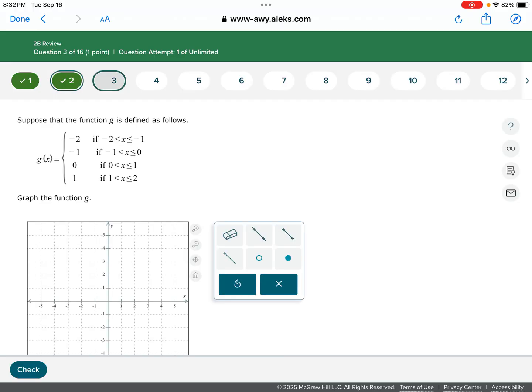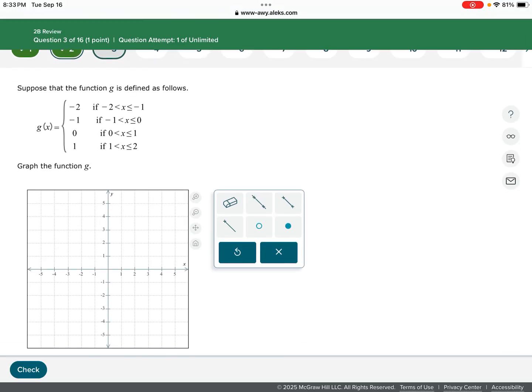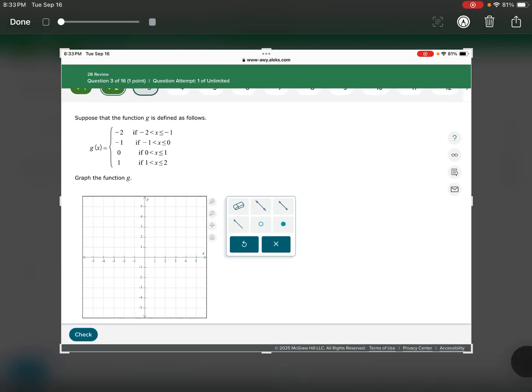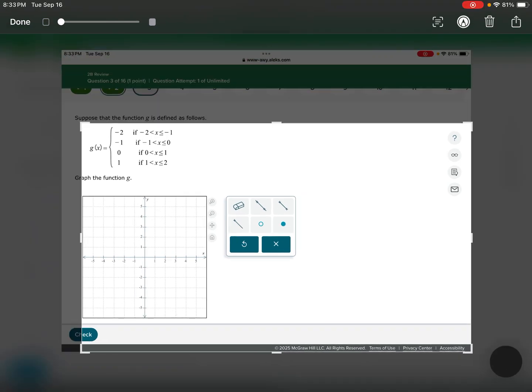For question 3, looks like we got some piecewise functions. So I'm going to take a little screenshot right here of this right here.